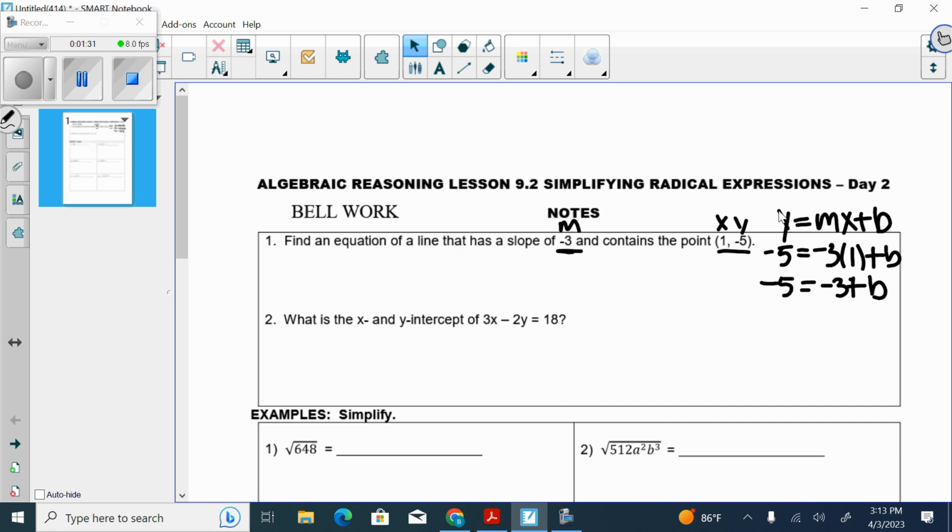If I'm trying to get B by itself, how do I get rid of that -3? Add 3. And what is -5 plus 3? Very good. So we found B. They wanted the equation of the line. So the equation would be y equals, they said it has this slope, so I would have -3x, and what's my B? -2.